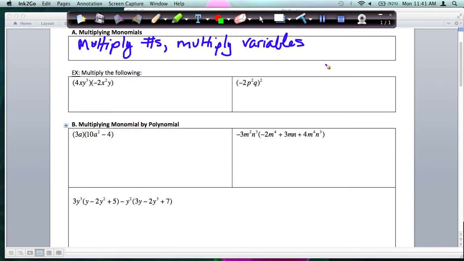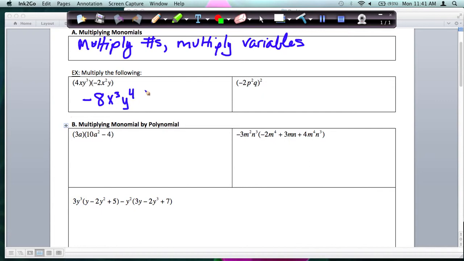So let's go ahead and do this. 4xy cubed times negative 2x squared y. We're going to multiply the numbers first. So 4 times negative 2 is negative 8. I'm going to multiply x times x squared. So remember, when we're multiplying, we add our exponents. So 1 plus 2 is 3. And then y cubed times y, 3 plus 1 is 4.